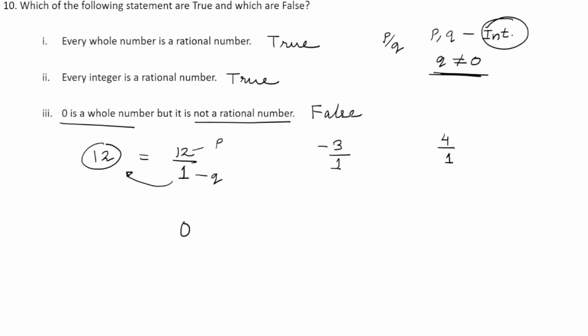Why am I saying this is false? Because even 0 could be represented as a rational number by just writing 0 by 1. What is the value of 0 by 1? It is 0 only, right? So 0 by 1 is equal to 0. So 0 is also a rational number. You can take a note from here that 0 is also a rational number because you can write it in the form of p by q, that is 0 by 1.